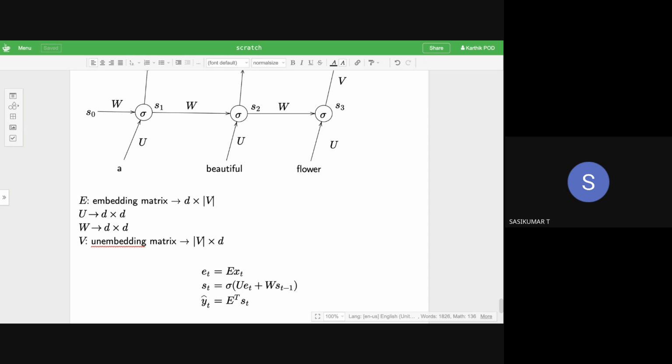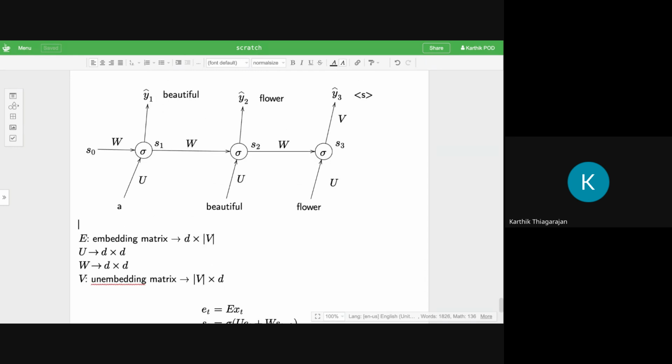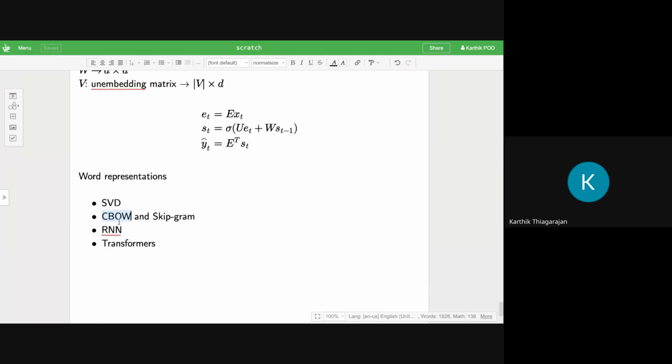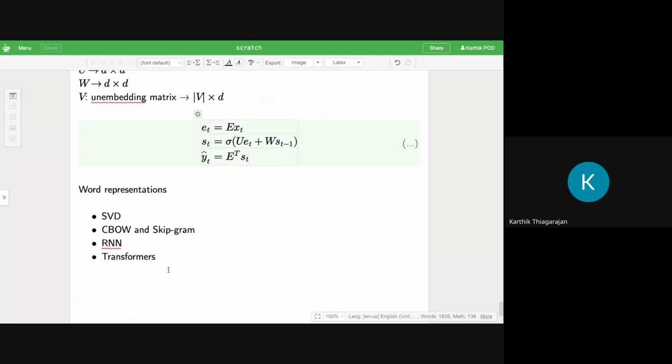That means only for this particular input which we give, like a beautiful flower or any other sentence? No. If there are 100 words in your vocabulary, there will be 100 columns in your matrix E, one column for each word. You have seen word embeddings, right? We learned word embeddings using CBOW. Same thing here. That also had one column for every word. SVD also had one row for every word. Likewise, E will also have one entry for every word.